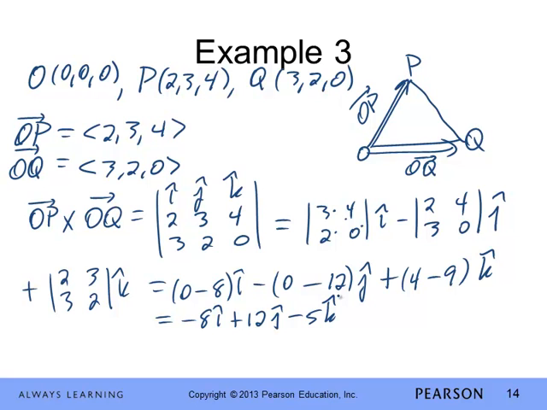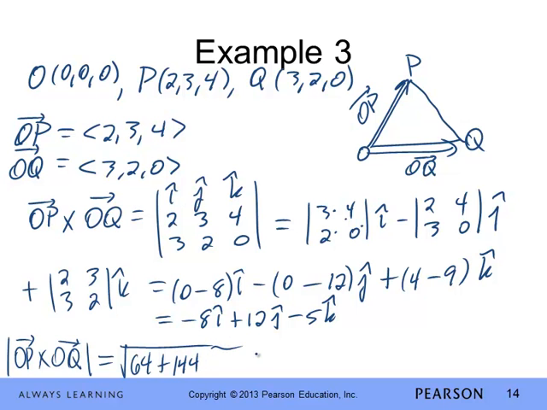Now, let's go ahead and take the magnitude of OP cross OQ: square root of negative 8 squared, which is 64, plus 12 squared, which is 144, plus negative 5 squared, which is 25. And what does that work out to be? So 233. Square root of 233.